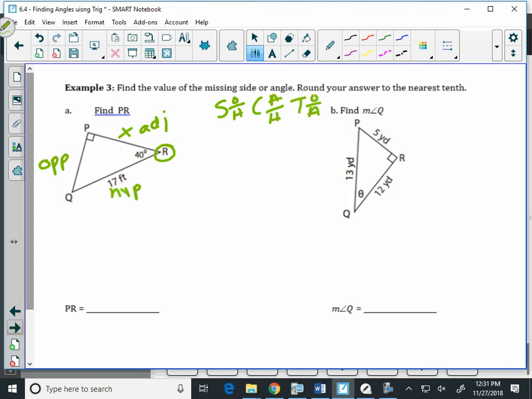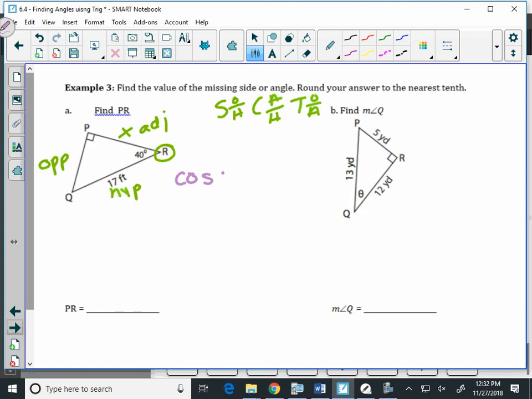Based off our sides that have info, which one are we going to use? Cosine. Because our adjacent has our variable, our hypotenuse has our number, so adjacent, hypotenuse, we have to use cosine.